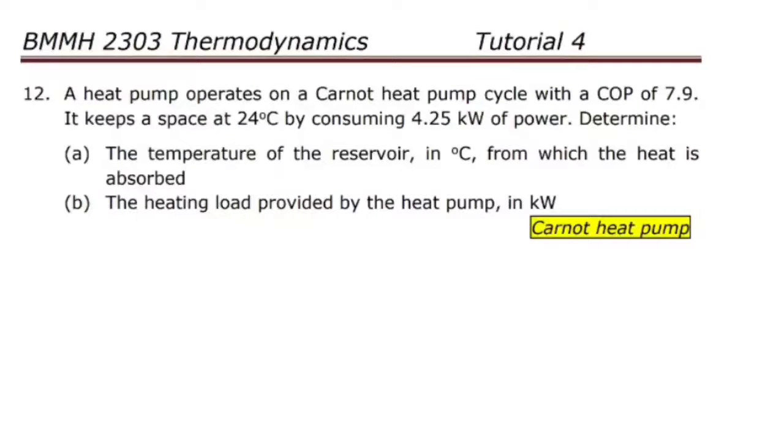Hi, my name is Harsan Asmail and I will be presenting question 12 for tutorial 4 for thermodynamics. Question 12: a heat pump operates on a Carnot heat pump cycle with a COP of 7.9. It keeps a space at 24 Celsius by consuming 4.25 kilowatts of power. Determine A, the temperature of the reservoir in Celsius from which the heat is absorbed.